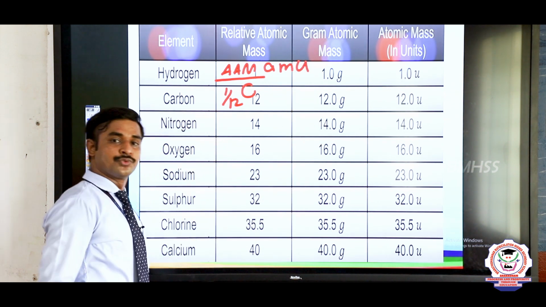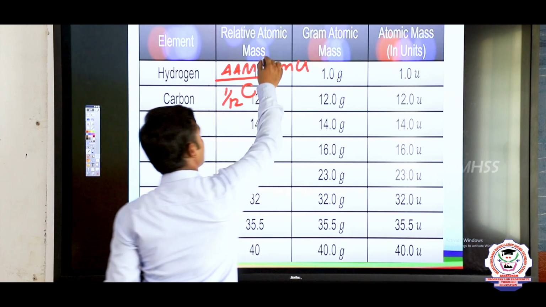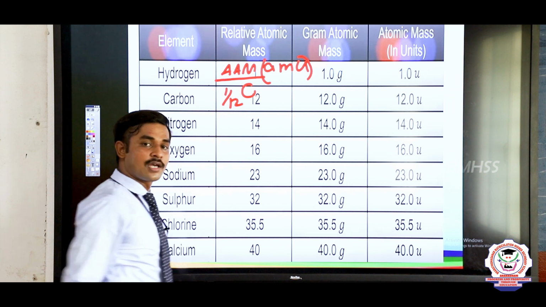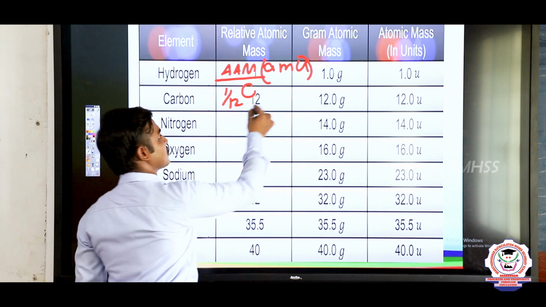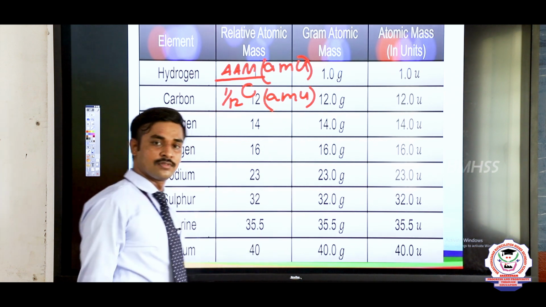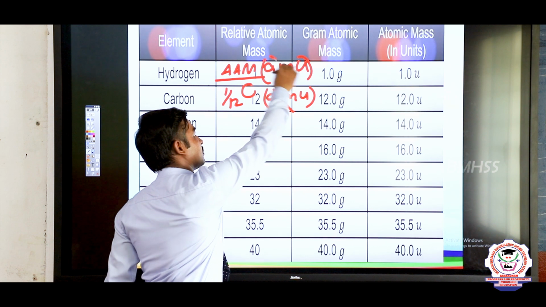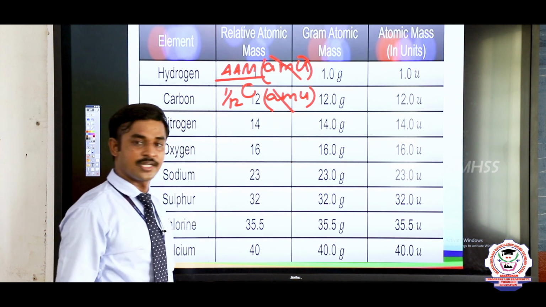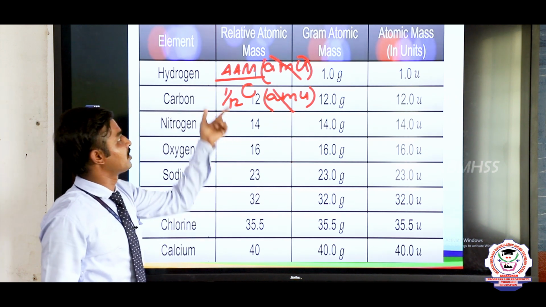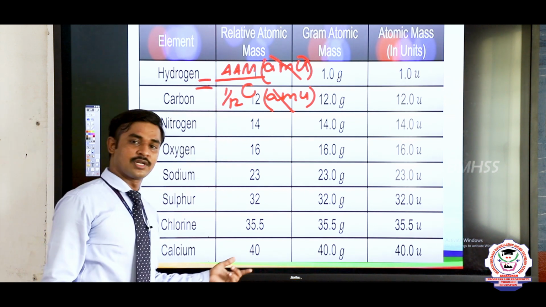The AMU is atomic mass unit. It is the unit of atom weight. Carbon is also represented by atomic mass unit, so both of them have the same units. So the units cancel out, and finally the relative atomic mass has no units. Relative atomic mass numbers do not have units.